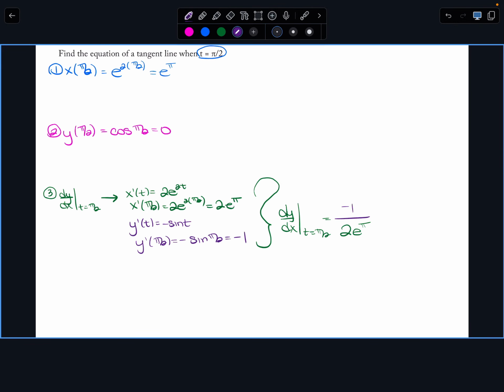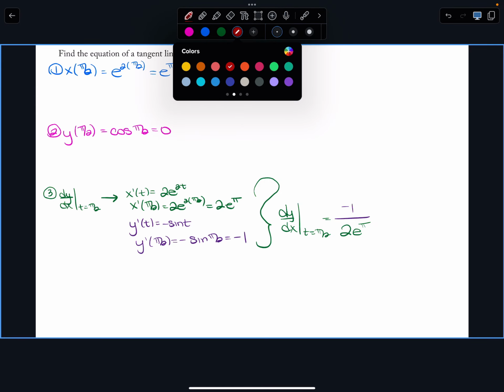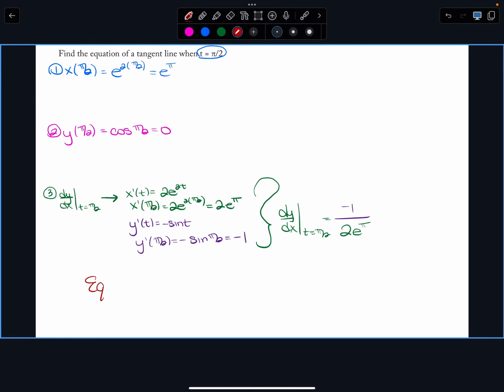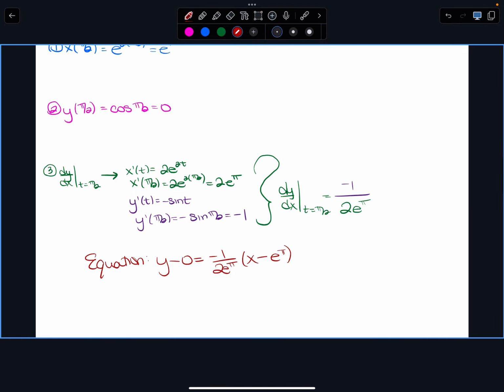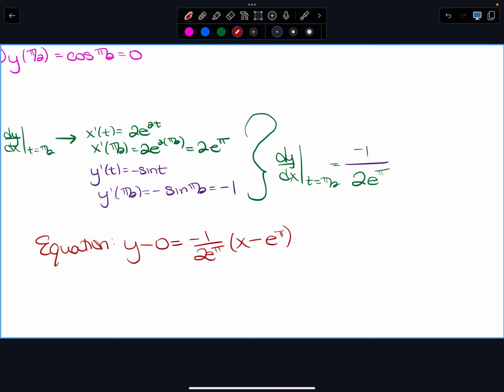And I just need to write the equation of the tangent line. So y minus 0 is equal to negative 1 over 2e to the pi times (x minus e to the pi). And again, you might want to get rid of the 0. You may not want to put the 0, but if you put the 0 and you left it like that, nobody cares.